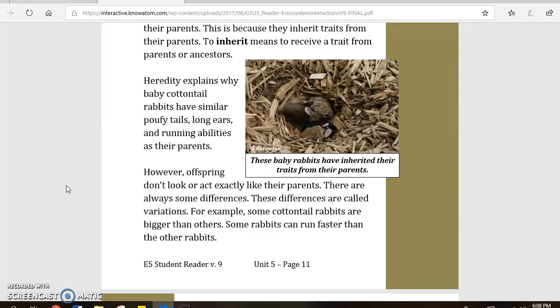However, offspring don't look or act exactly like their parents. There are always some differences. These differences are called variations. For example, some cottontail rabbits are bigger than others. Some rabbits can run faster than the other rabbits.